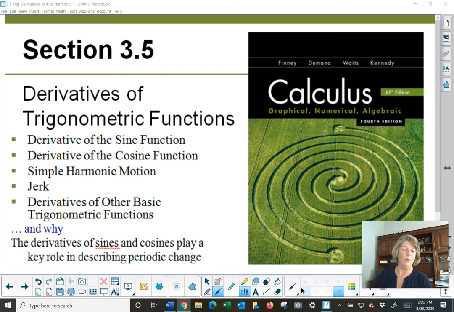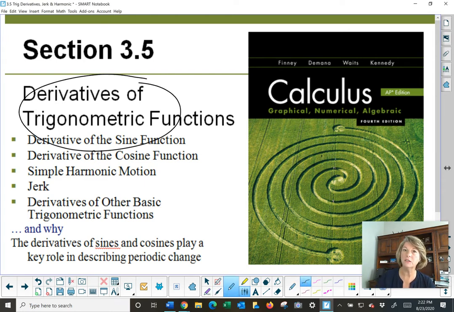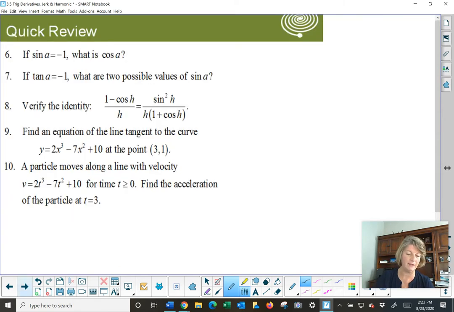Well, hello. We're working on section 3.5 today, and 3.5, as you can see, is derivatives. Grab a pen here. Derivatives of trig functions. So we'll review those trig functions that we haven't done for a few months, and maybe learn something new, a derivative called jerk. And I think we'll take a look at simple harmonic motion. So let's get the ball rolling.